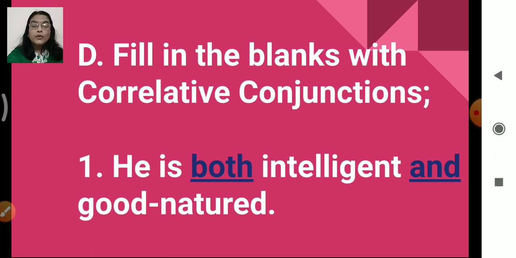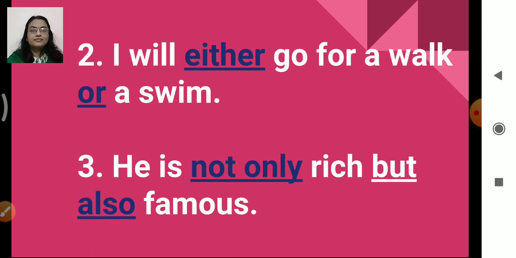Okay, now the D one. Fill in the blanks with correlative conjunctions. Remember, correlative means we'll have a pair. So, he is both intelligent and good natured. So what have we used? Both, and. So how have we used it here? He is both intelligent and good natured.